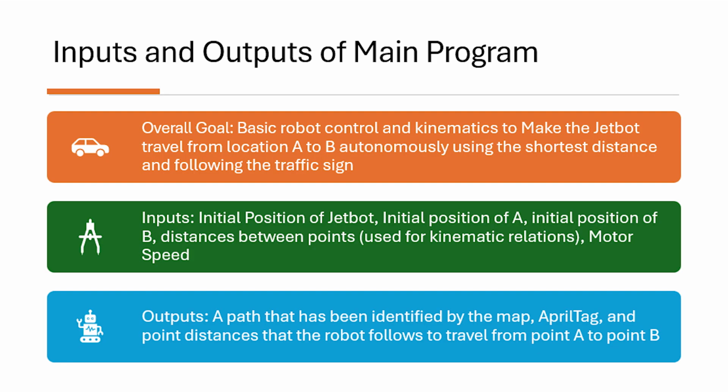This overall goal can be demonstrated here as we identify the inputs and outputs of the main program. The inputs include the initial position of the JetBot, the initial position of A, initial position of B, distances between A and B, and then the intermediate points, the motor speed, and even the road signs. The output will be the path that has been identified by the map, the April tag, and point distances that the robot follows to travel from point A to point B.